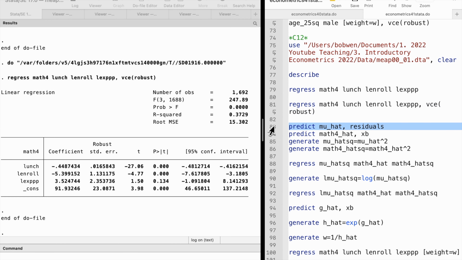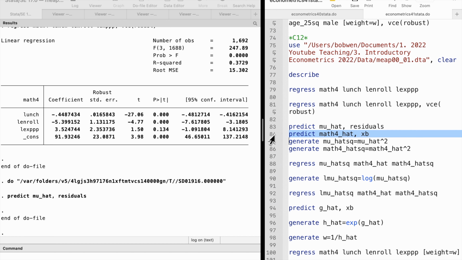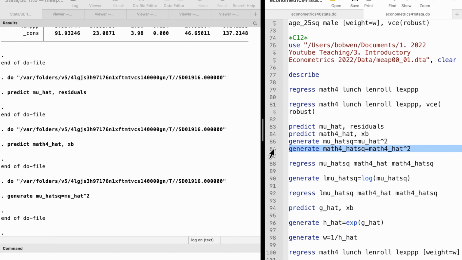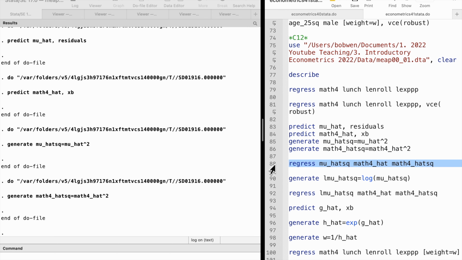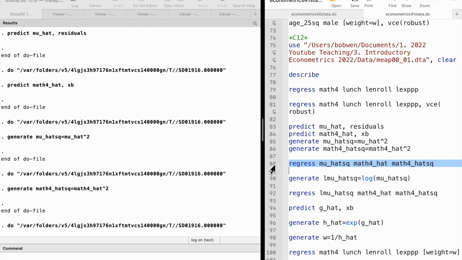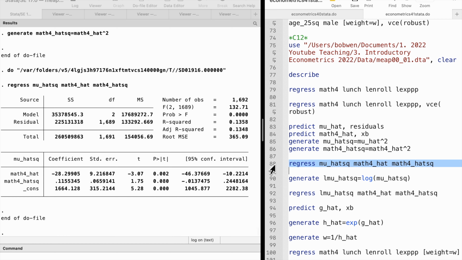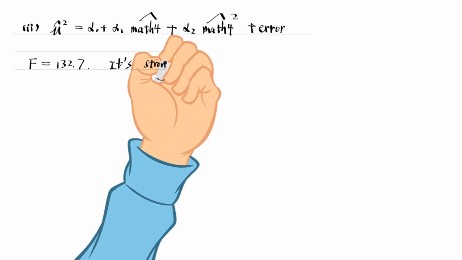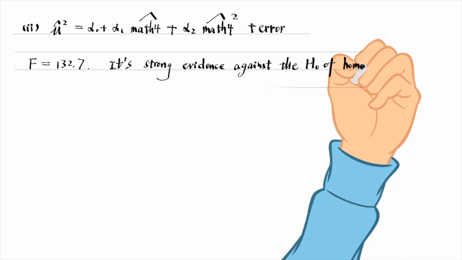For Part 2, we obtain the OLS model's residuals and fit values. Then we generate the squared residuals and the squared fit values. To do the special case of the White test, we regress the squared residuals on the fit values and the squared fit values. The F statistic for the overall significance is large, 132.7. It is strong evidence against the null hypothesis of homoskedasticity.